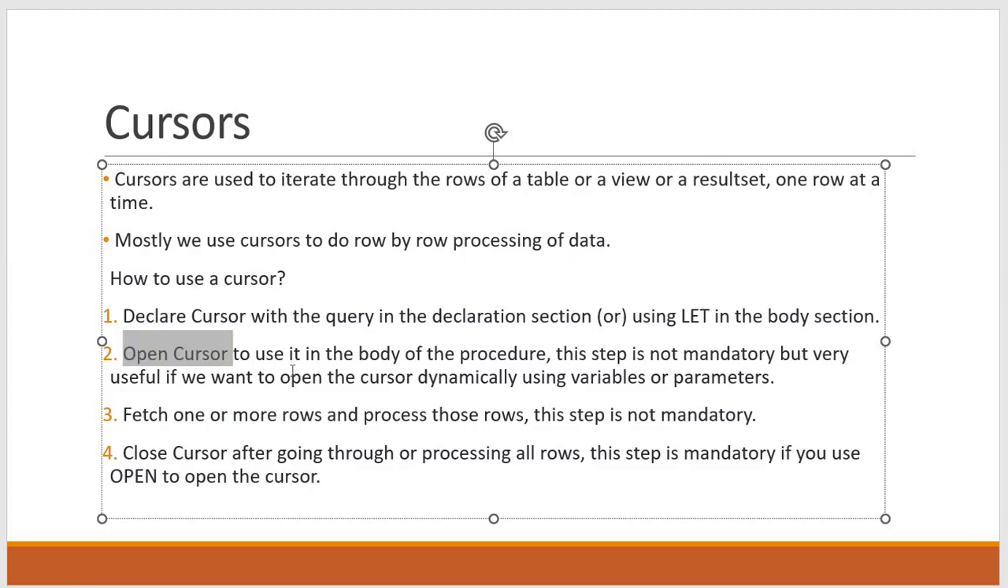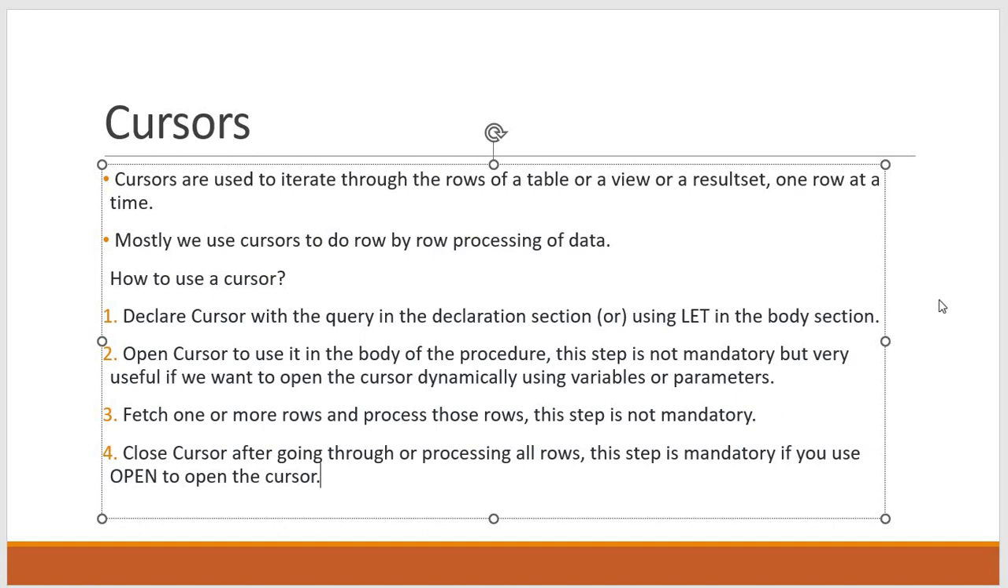After opening the cursor, we fetch the data from the cursor, row by row, and process that row. This step is also not mandatory, I will explain. Then close the cursor after going through or processing all rows. Whenever we open a cursor, we must close it. If you are not using the open cursor command in your program, then close cursor is not required. But if you are using open cursor, then it's mandatory to close it at the end.